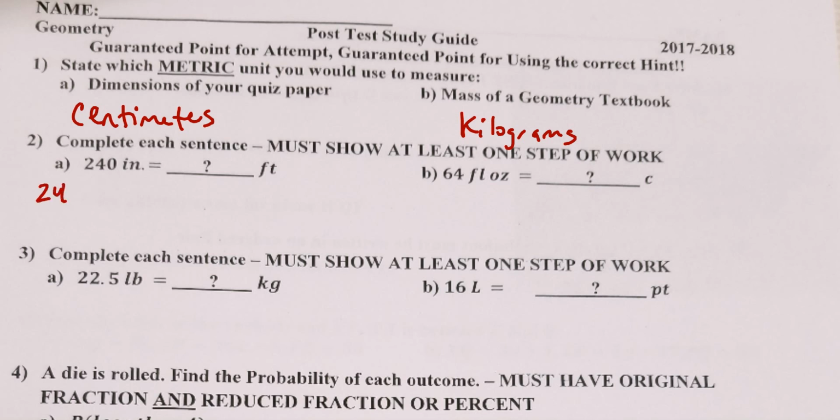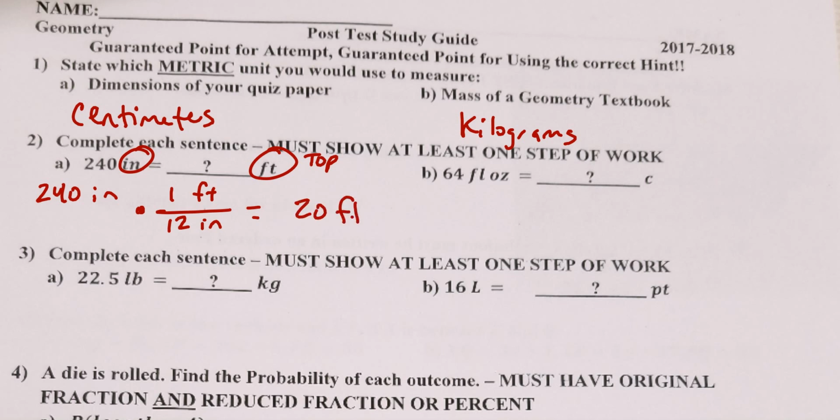So I have 240 inches, and then I'm going to multiply it by the ratio. I know the ratio is 1 foot is 12 inches. I'm going to put feet on top because that's what I'm going to end in. I always look: whatever I end in goes on top, and whatever I start with goes on bottom. So 1 foot is 12 inches. That's a fancy way to say 1. Since 12 is on the bottom, I'm going to divide. 240 divided by 12 is going to be 20 feet.